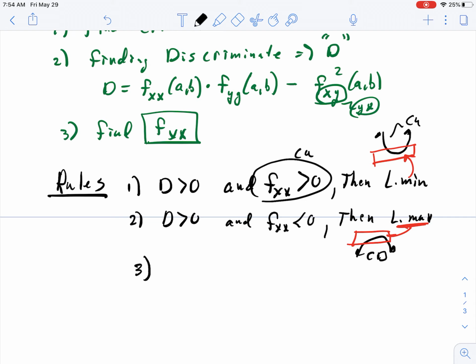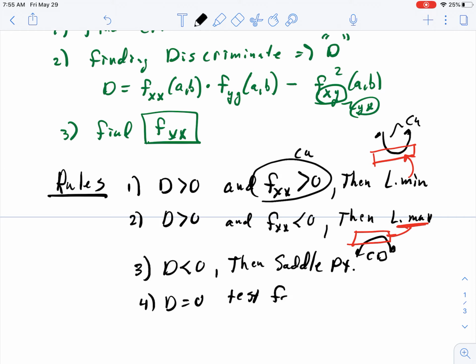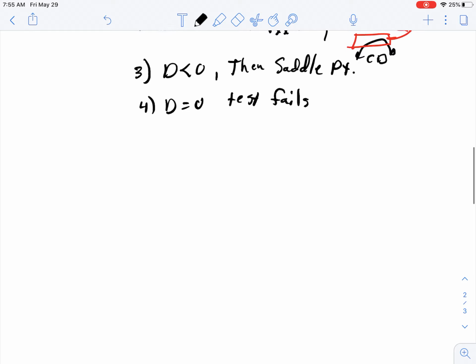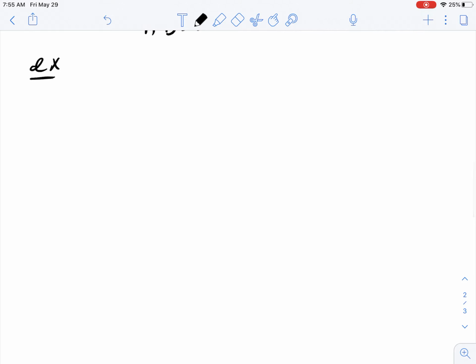And then what happens if the discriminant is less than 0? Well, then what you have is a saddle point. It doesn't matter what the second derivative is, you just have a saddle point. So what's left in my options? Well, the discriminant is equal to 0, and basically the test fails, which pretty much I consider that there is no such thing as local max and min for saddle points. Now the hard part of this is going to be finding the critical values. So let's go through two examples, and we'll call it quits.